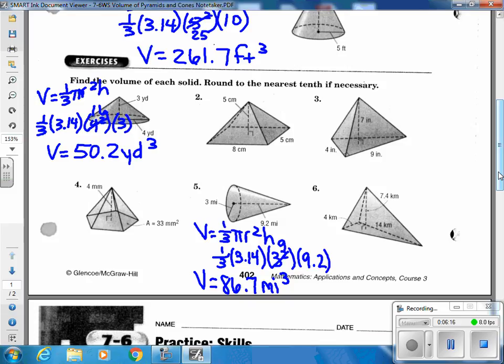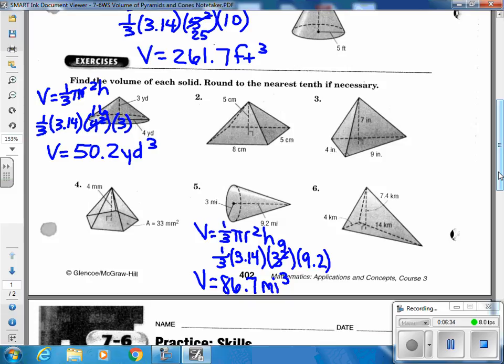All right, now everything that is left is a type of pyramid, and you can tell that because it doesn't have a circle on the bottom. Cones have circles. Everything else has to be a pyramid if it comes to a point. You'll notice that 3 and 6 are the same type, but 2 and 4 are different. So let's do 2 and 4 first, and then we'll come back and do 3 and 6 last.